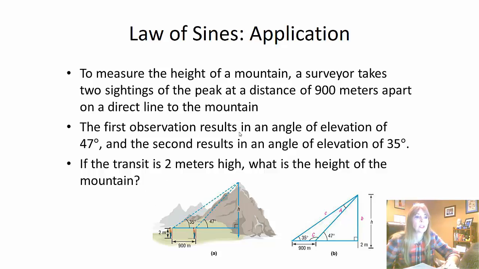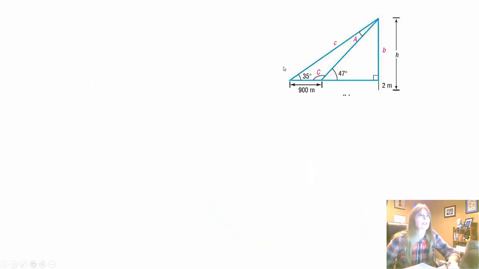The first observation results in an angle of 47 degrees, and then the second of 35 degrees. If the transit here is 2 meters high, what is the height of the mountain? So as you can see, we're trying to find this height, and then of course we'll add the 2 meters. So putting that in our nice little triangle picture, this is what it would look like. So we need to figure out how to solve for h, meaning we need to solve for b and then add 2 meters. So let's see if we can do this.